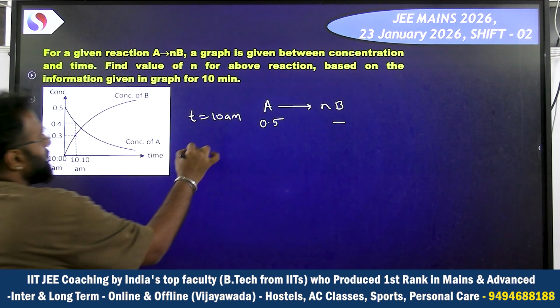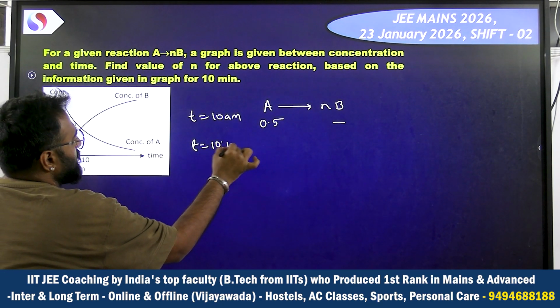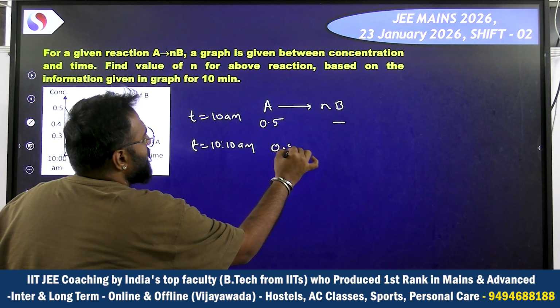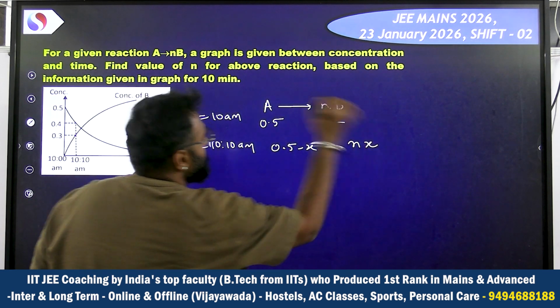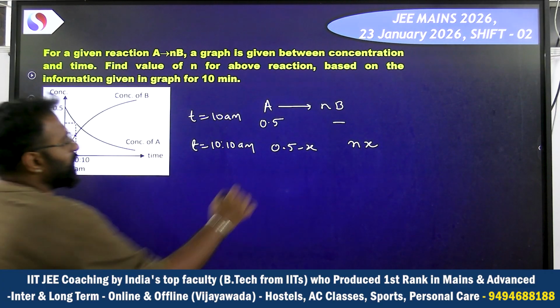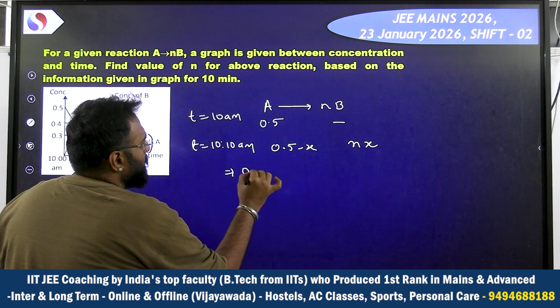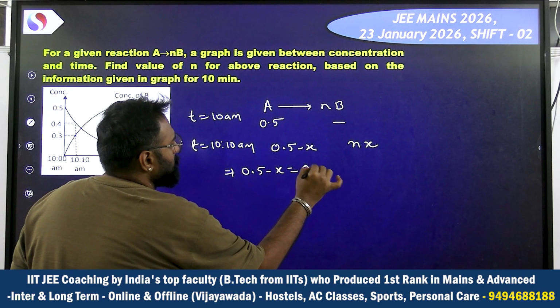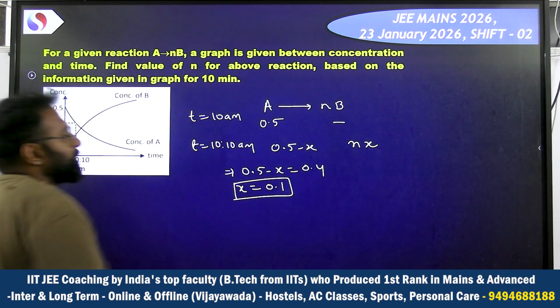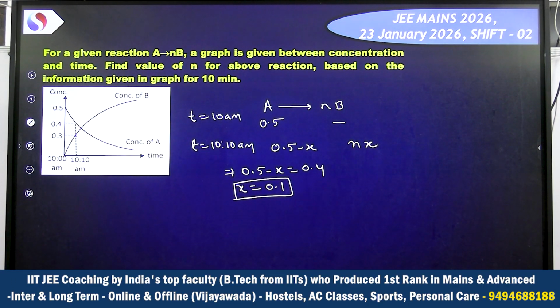Now at time T is equal to 10 AM, the concentration of A is 0.5 minus X, and B will be nX. And the question is saying at time 10.10, the concentration of A is 0.4. That means 0.5 minus X is equal to 0.4. So what is X? X is nothing but 0.1. We found the value of X.